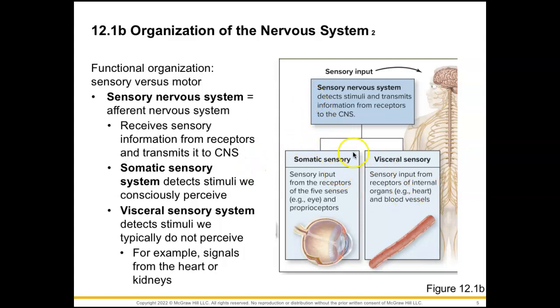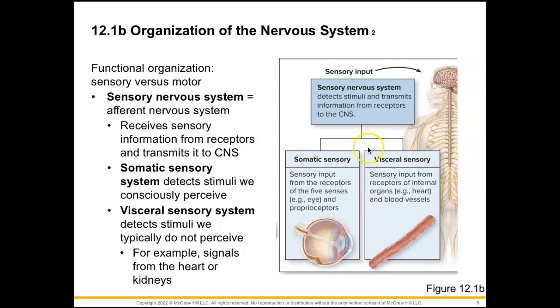We could break it down into our somatic sensory system, which is going to detect stimuli we consciously perceive. For example, that would be any of our five senses. For example, the eye, in which we would have those photoreceptors to give us the sensory information of light, and our proprioceptors, which let us know kind of where we are in space.